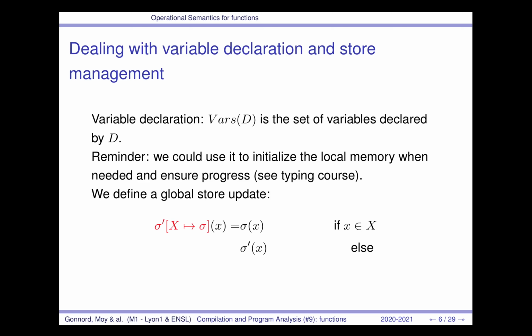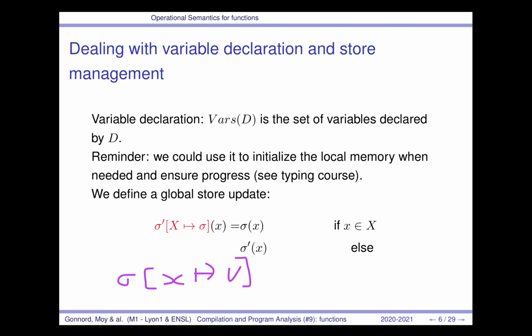So one of the solutions we have seen to ensure progress is that we could assign to all variables of D a predefined value, which is 0 for integers and true for Boolean, for example. I don't know if you remember, but in the previous course, we were able to update the store sigma by saying, now I update the value of x to be the value v. So this was a new store that could simply be the same as the store sigma, except for x that was the value v. So we will need something a bit similar, but a bit extended.